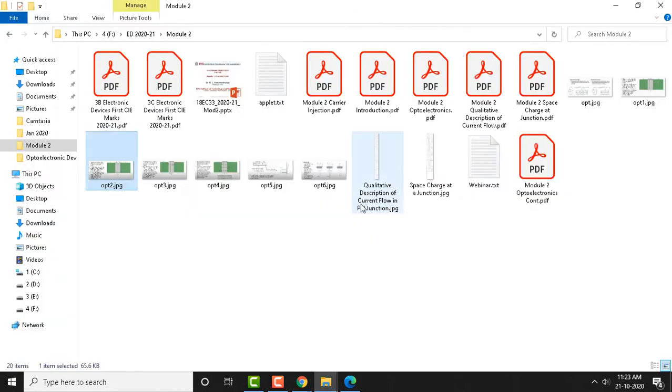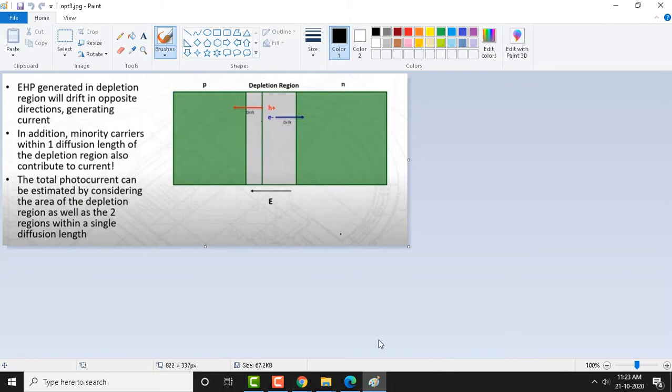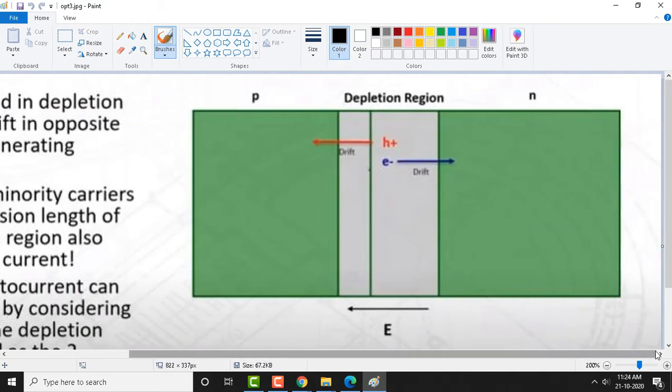Now, let us see what the next diagram shows. You can see here, because of the strong electric field, the holes are drifting to the P region and the electrons are drifting to the N region. This is what happens because the depletion region will not hold any charge carriers. If by chance any electron hole pairs are created by the photons in the depletion region, the electric field pushes holes to the P side and electrons to the N side.